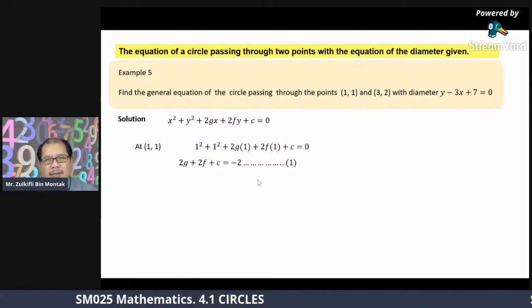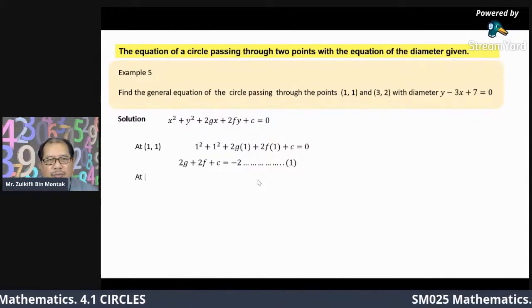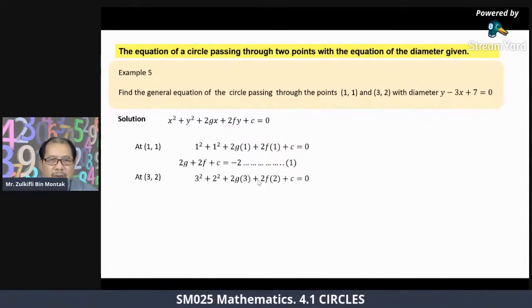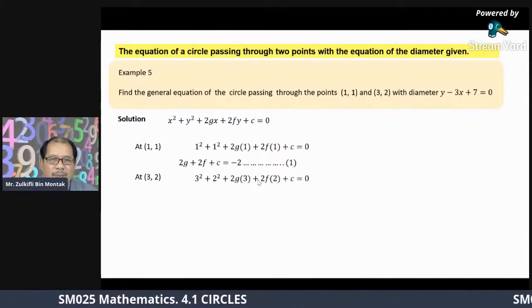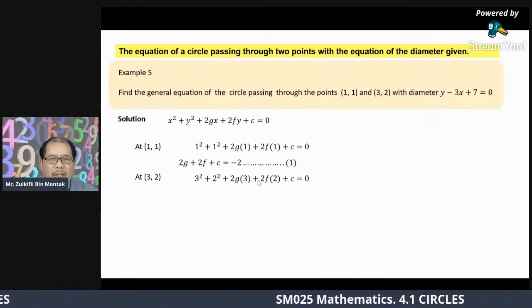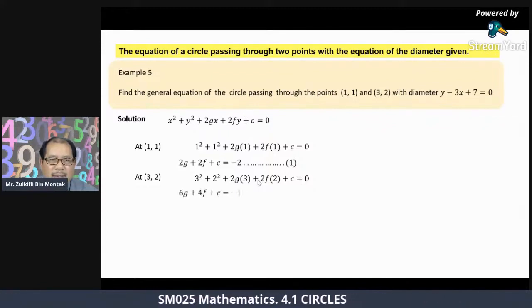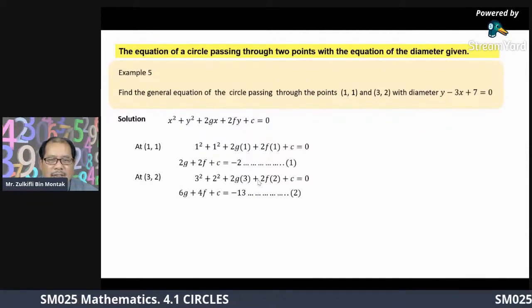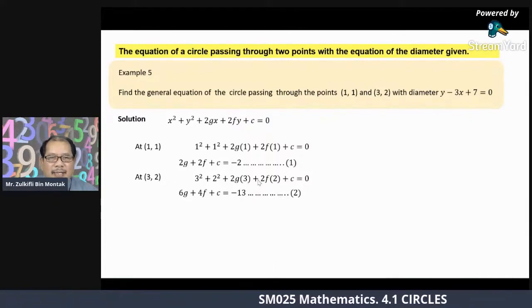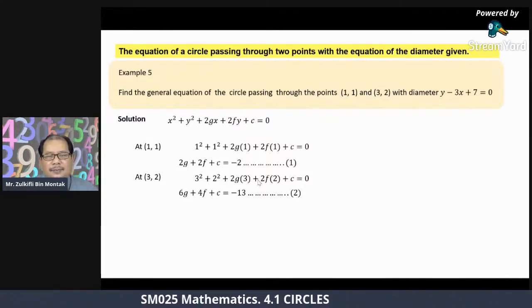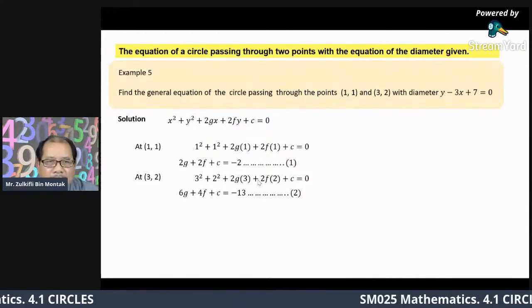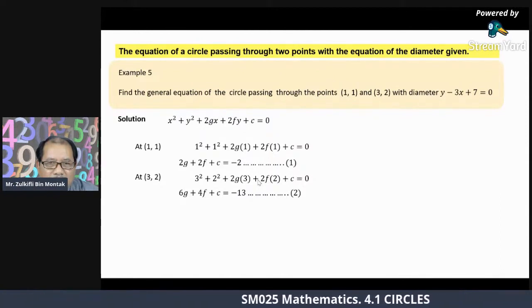Now we substitute the second point (3, 2) into the general form: 3 squared plus 2 squared plus 2g times 3 plus 2f times 2 plus c. Now we get the second equation: 6g plus 4f plus c equal to negative 13. Now we already have two equations.